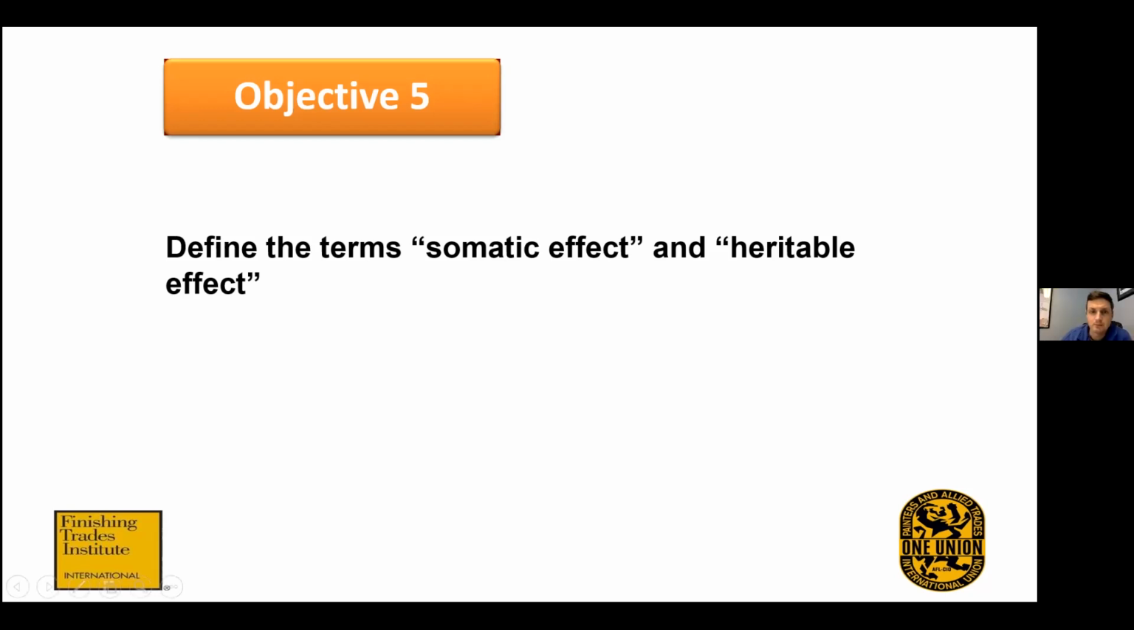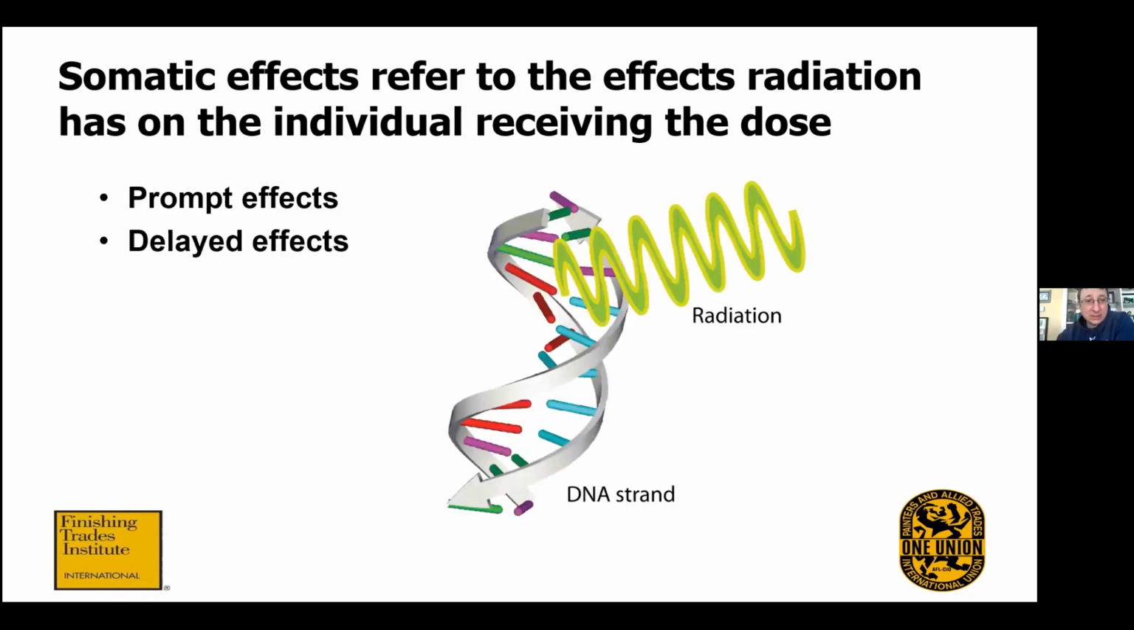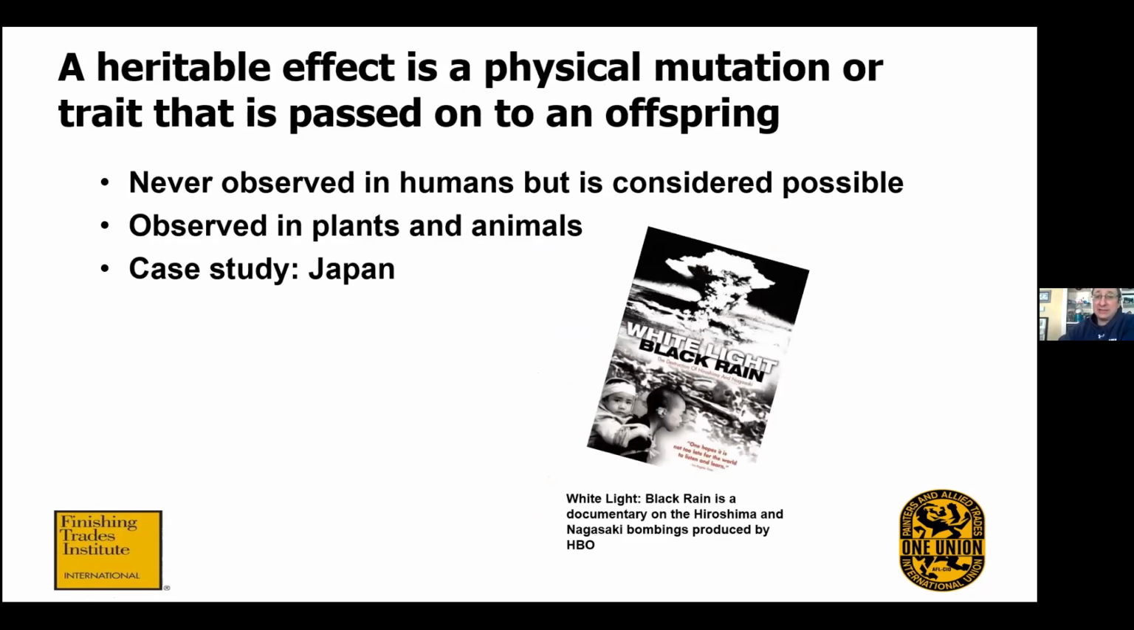Define the terms somatic effect and heritable. Somatic effects refer to the effects of radiation that an individual receives. So here, I'm getting the dose, I'm going to have the detrimental effect. There are prompt effects that happen for the most part immediately, to a few minutes or a couple of days after, to delayed effects, which can take many days or weeks to show. A heritable effect is something where a mutation occurs and it's passed on to offspring.